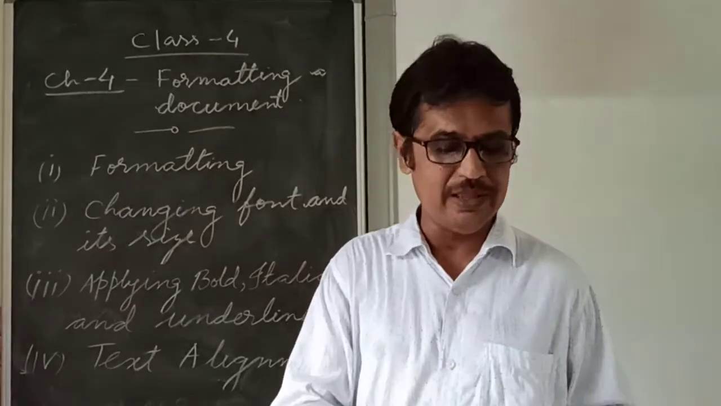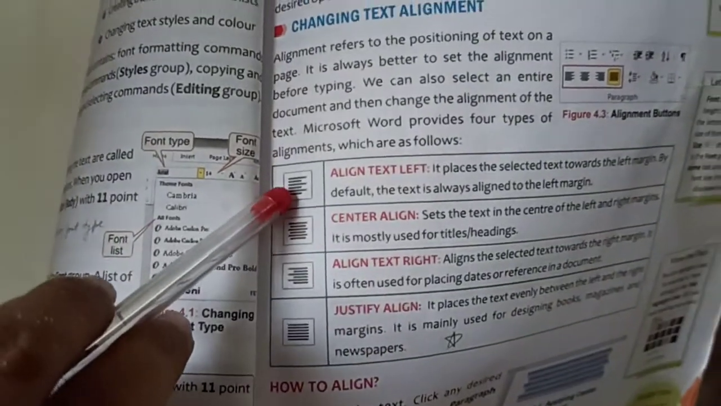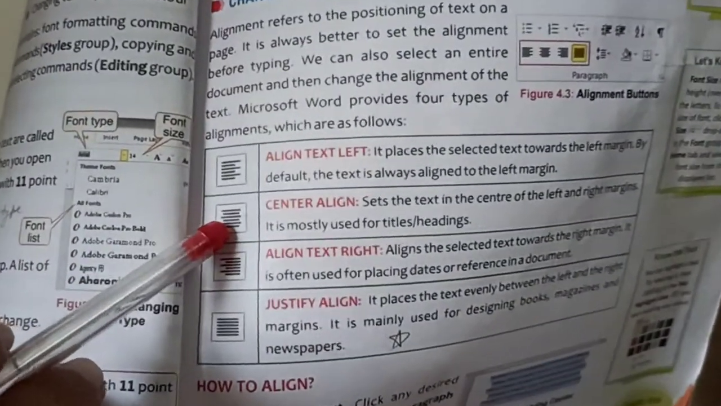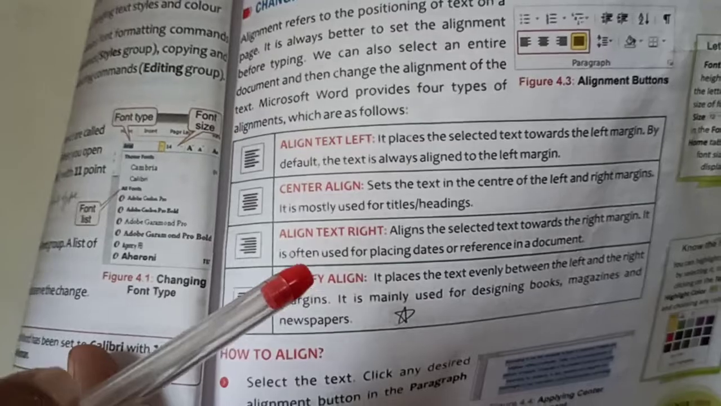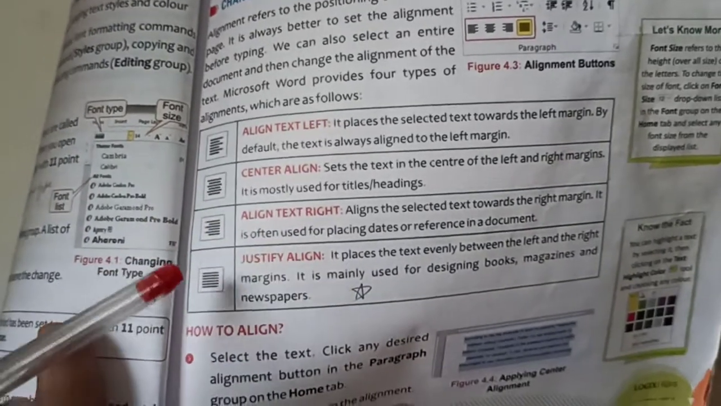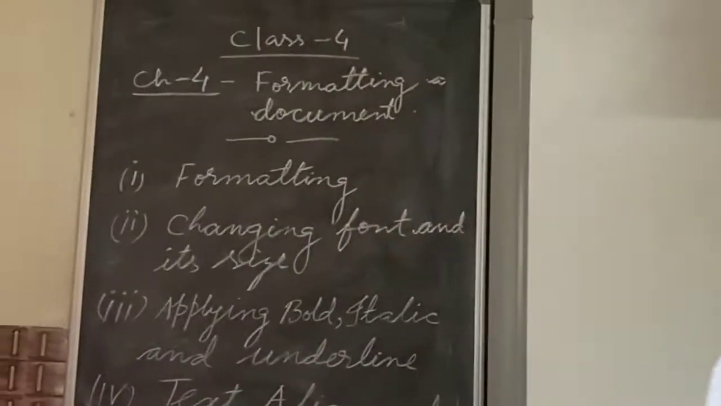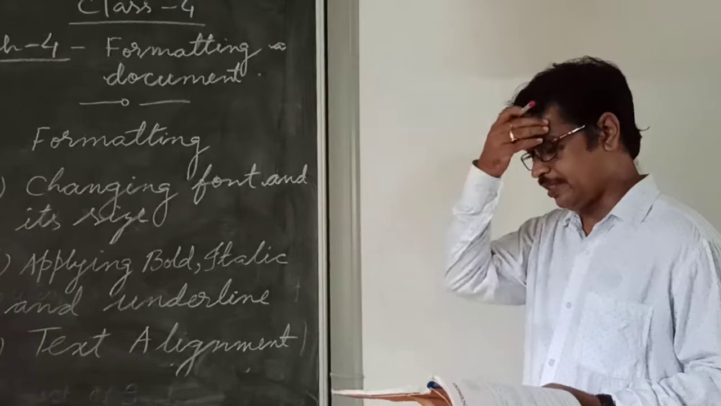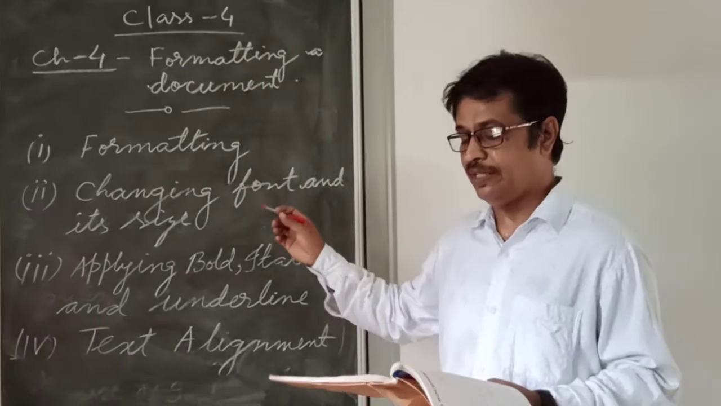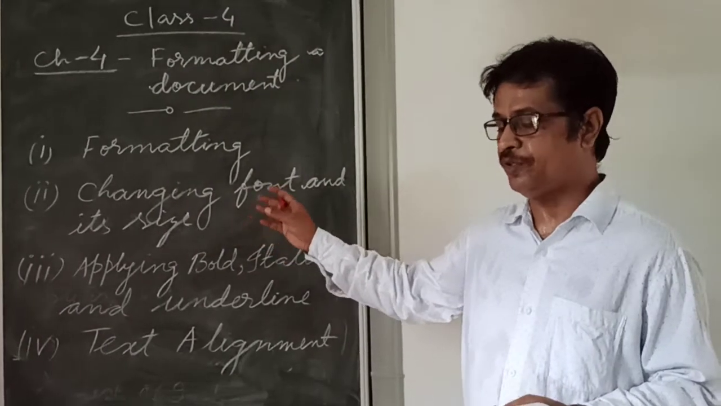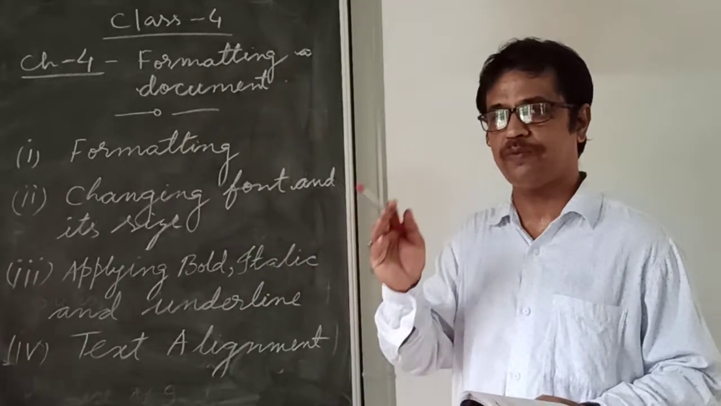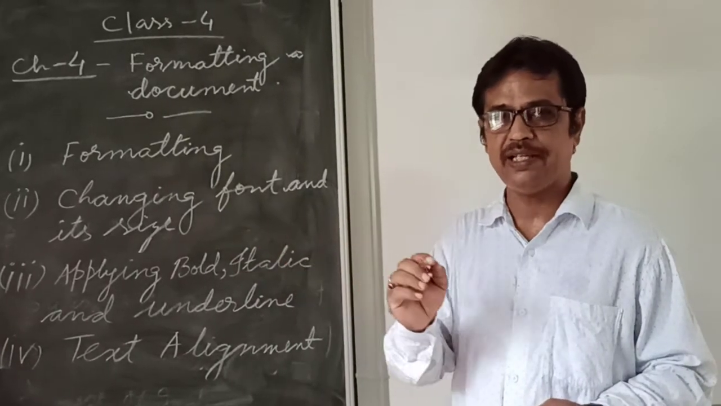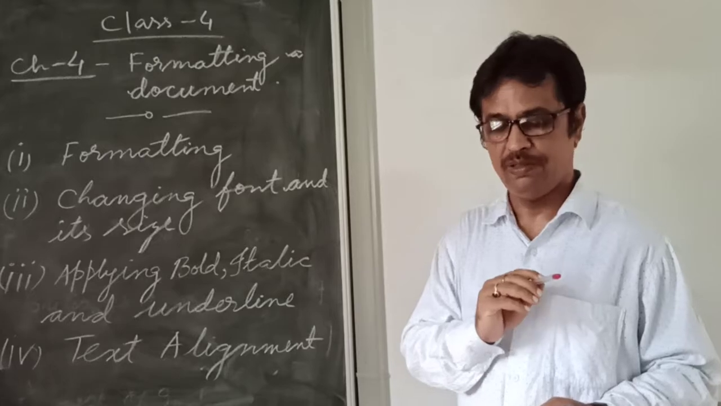So these are the buttons you can see for alignments. This is for left alignment, this is center alignment, this is right alignment and this is justify alignment. So these are the 4 types of alignment. Now as I told, alignment refers to the positioning of your text. If you select left alignment, it is the default alignment. Your writing will start from left to right as we write in our copy.